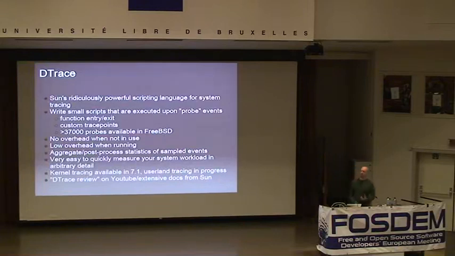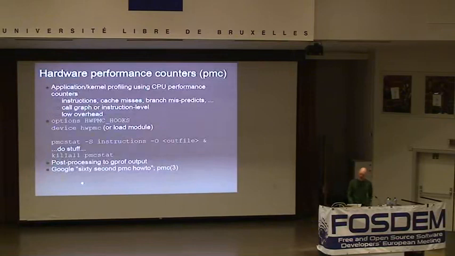So this is a really powerful way of drilling down and finding out exactly what's going on anywhere in the system. At the moment, it's only supported for profiling the kernel in FreeBSD 7.1. Hopefully, in the near future, we'll also finish userland tracing. But this is a great thing that you should check out. There's a YouTube video, a DTrace review, and Sun has some great docs on that as well. So have a look at it. It's really cool.